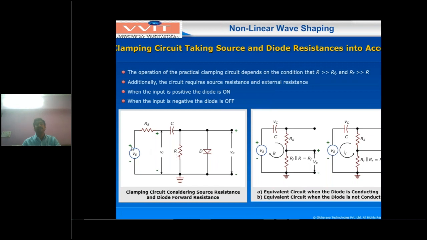Similarly, whenever the input voltage is at the negative peak, the diode is in reverse bias condition, with reverse resistance RR. RR is a very large value compared with R. So the parallel combination of these two is nothing but the smaller resistance value, R. That is the equivalent circuit for the reverse bias condition, where the reverse bias current IR is flowing.